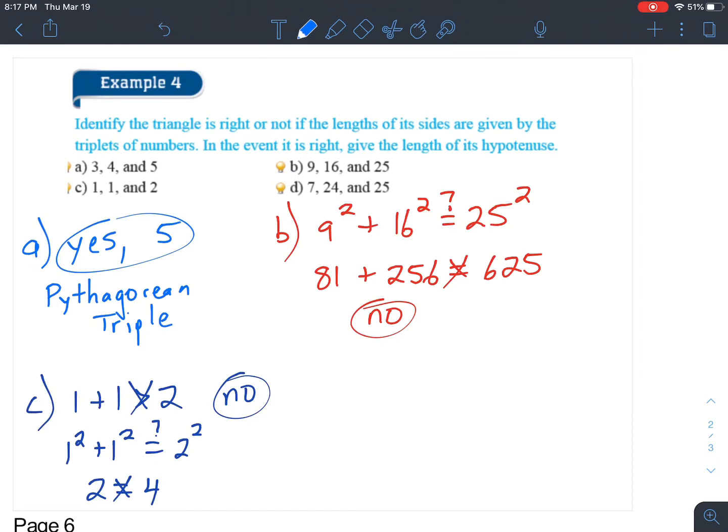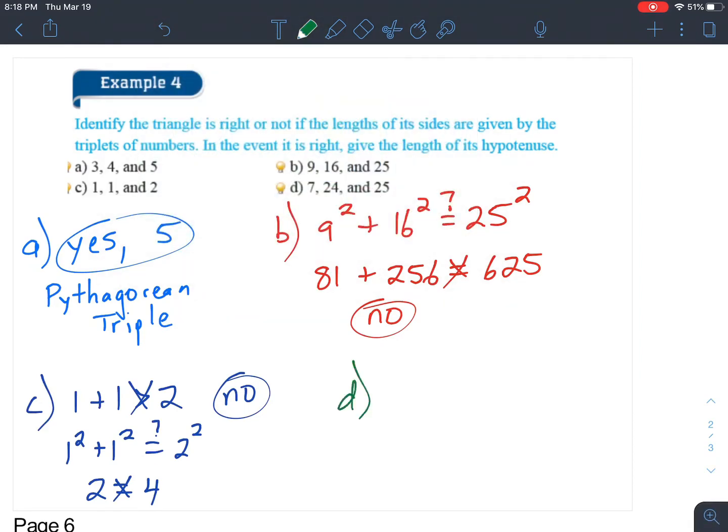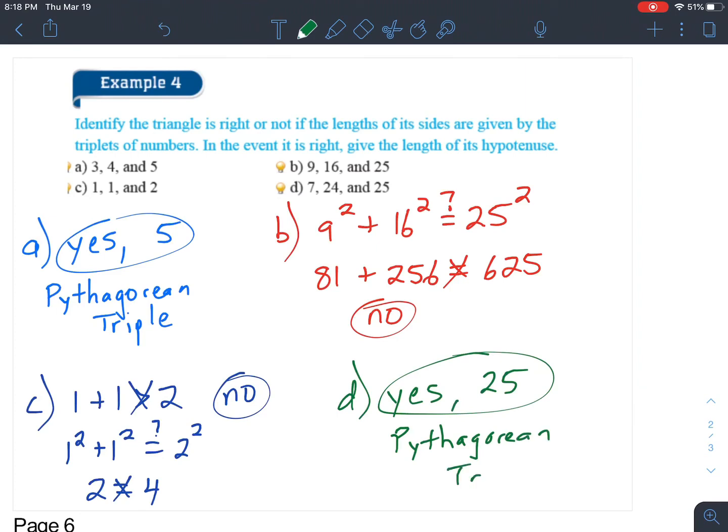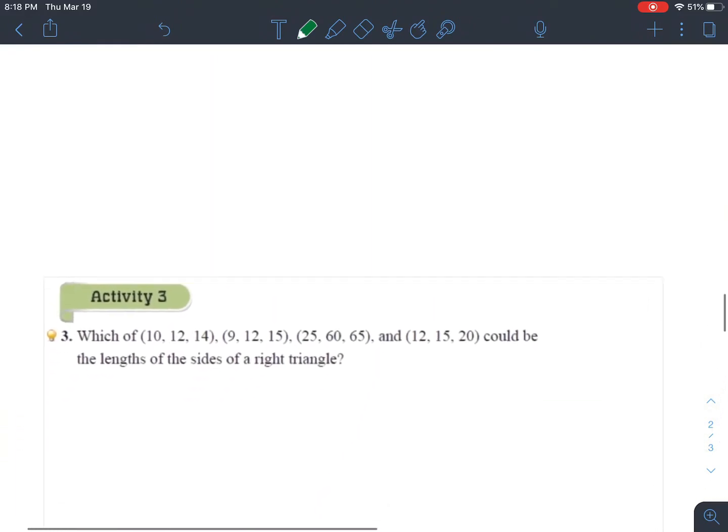And for A, I should have written that that was a Pythagorean triple. Then the last one, 7, 24, and 25. And that one also is going to be a Pythagorean triple. The longest side is the hypotenuse, so it's going to be 25.